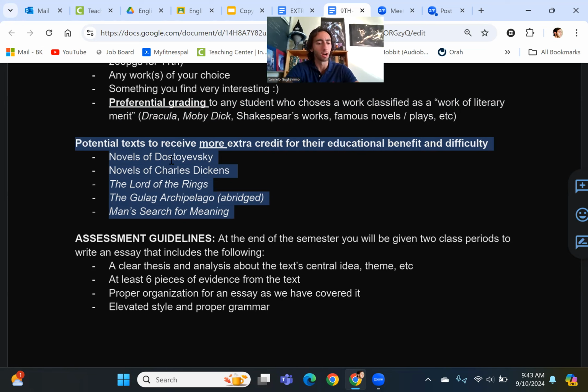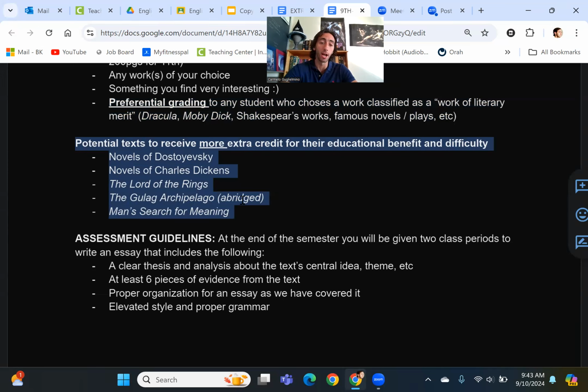That is, of course, the works of Dostoevsky. I think Dostoevsky is one of the greatest novelists of all time. Charles Dickens, same thing. The Lord of the Rings, the best-selling novel of the past century, so probably should take a look at that. The Gulag Archipelago, the abridged version preferably, unless you really want to read the whole thing. Fantastic work, right? We really need to learn more about what was done in communist systems because it's pretty awful.